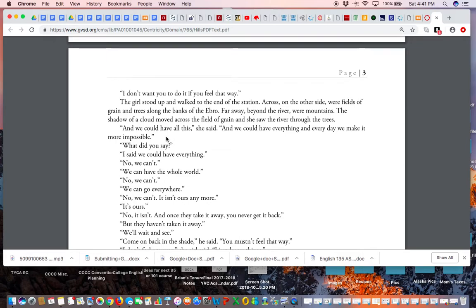impossible. So she's looking out and she is seeing something, the future, something bigger than her. And she says we could have it, but every day we make it more impossible. There's a line missing here, so I'm going to add it in. It's in your book, but this one I see that they didn't type in one of the lines.